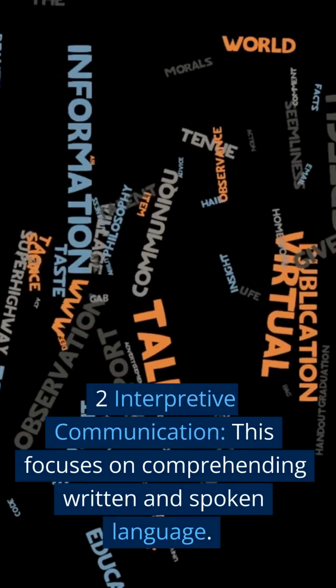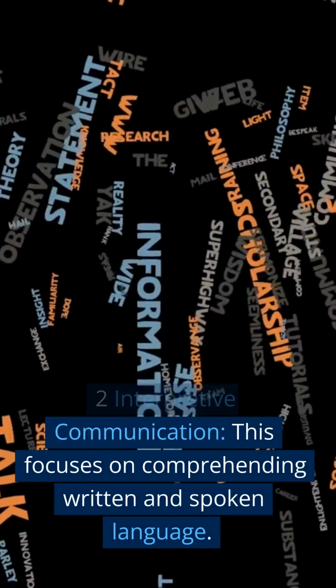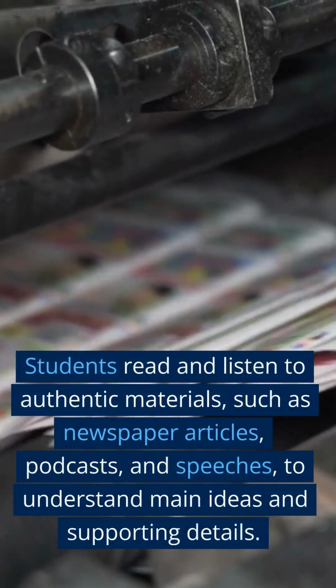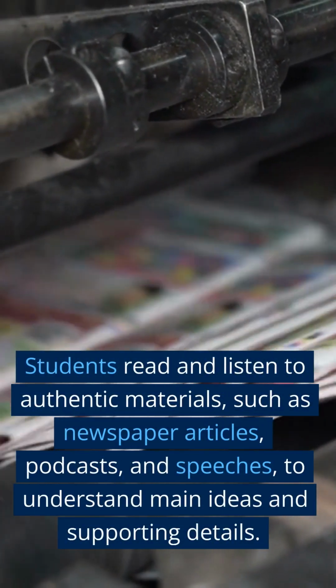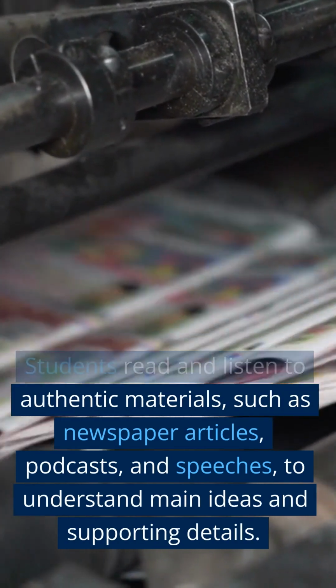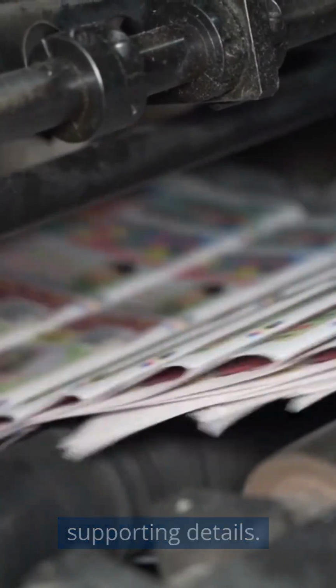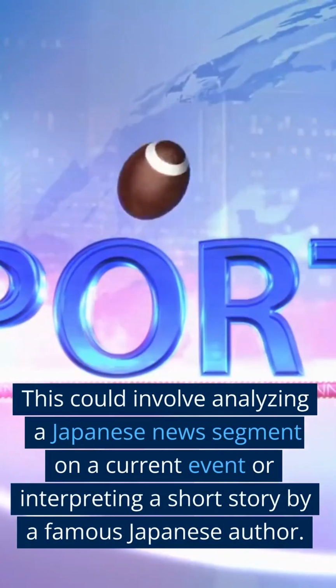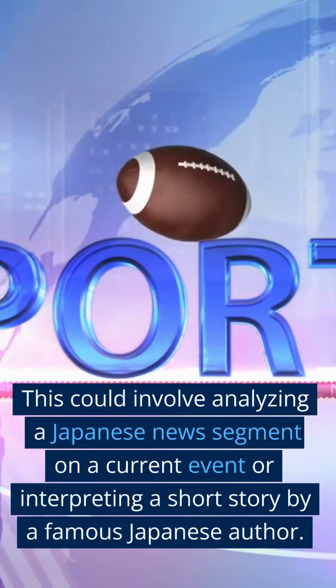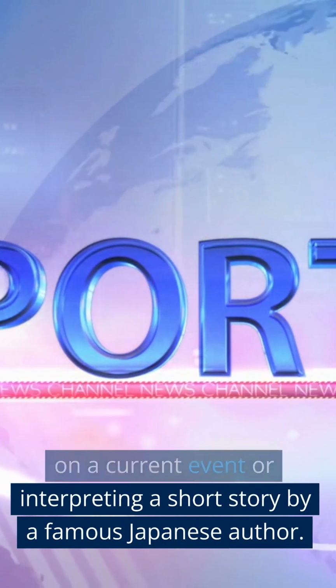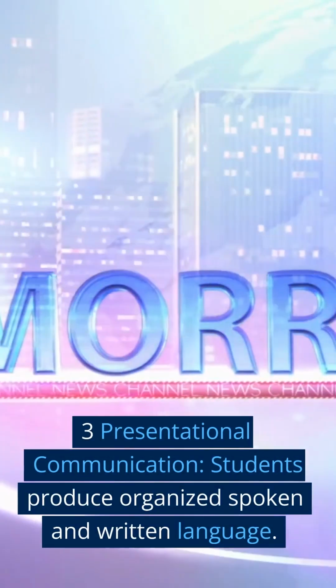2. Interpretive communication. This focuses on comprehending written and spoken language. Students read and listen to authentic materials, such as newspaper articles, podcasts, and speeches, to understand main ideas and supporting details. This could involve analyzing a Japanese news segment on a current event or interpreting a short story by a famous Japanese author.